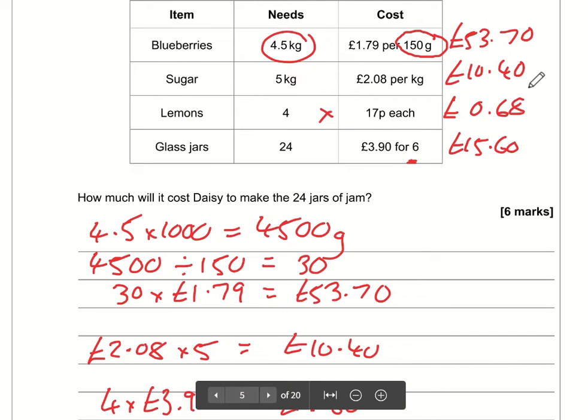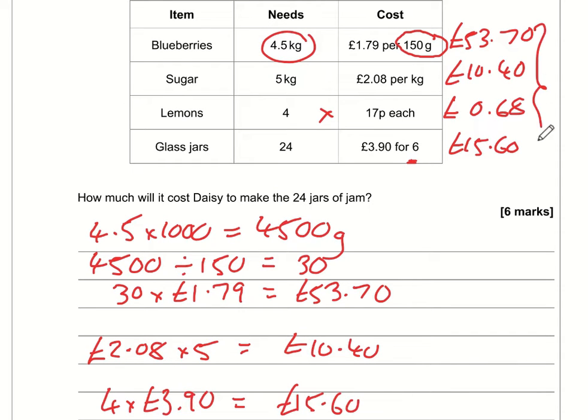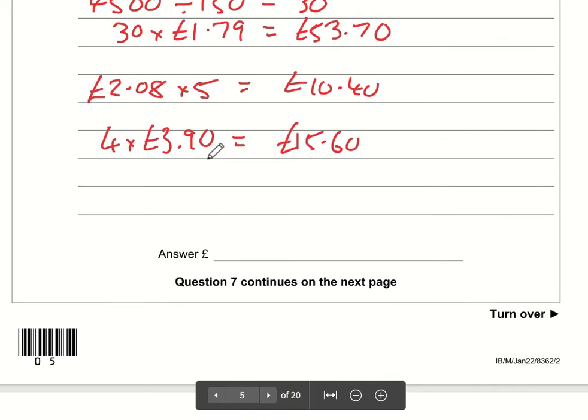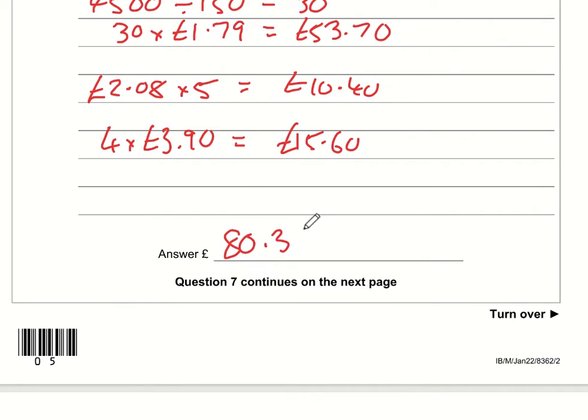So what we need to do now is just add up these 4 figures, and when we add those together we'll get a total of £80.38.